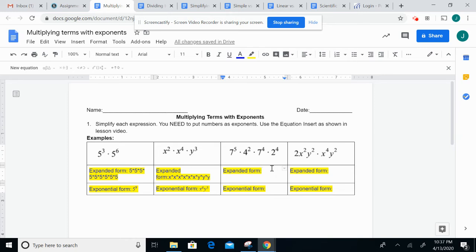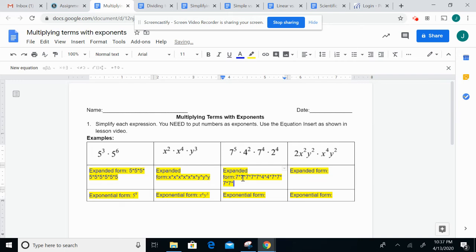How many 7's? There are 5. 1, 2, 3, 4, 5. And I'm just putting a little asterisk, that's shift 8, to put that multiplication symbol in between, if you want. Okay. How many 4's? 2. 1, 2. How many 7's? 4. 1, 2, 3, oops, 4. Went overboard. And then how many 2's? There are 4. So 1, 2, 3. All right. So that's your expanded form.